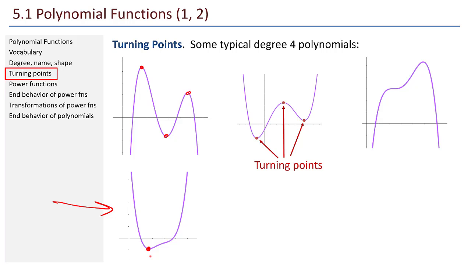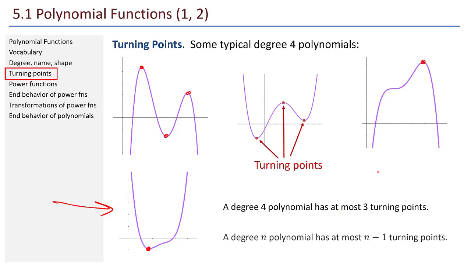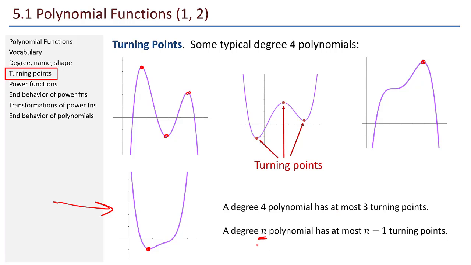Let's look at the graph on the top right. It increases, and then it levels off. And it doesn't quite descend. It levels off for a moment, and then it continues on up. And so that's not a turning point there, but at the very top, I do see a single turning point. So that's okay. So in these graphs, they have either 1 turning point or 3 turning points. Well, in fact, a degree 4 polynomial has at most 3 turning points. It might not necessarily have 3, but at the most, it has 3 turning points. In general, a degree n polynomial has at most n minus 1 turning points.